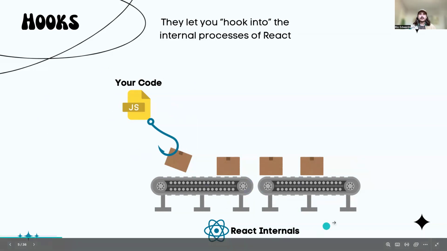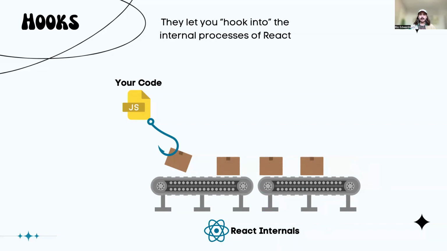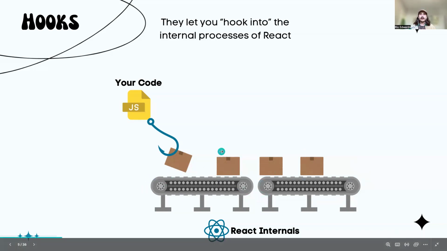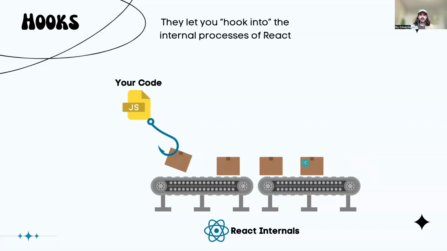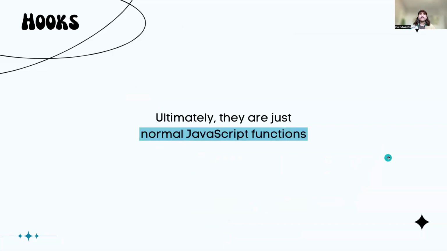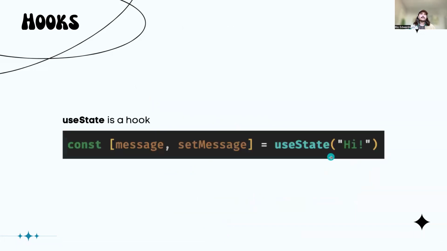You can think of React as having a render cycle. Your components are mounting and unmounting, and your DOM is rendering and re-rendering, and all that stuff that React is doing for you. You can control it using hooks. Ultimately, they're just normal JavaScript functions, and that's really it.